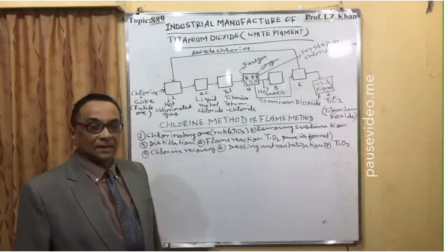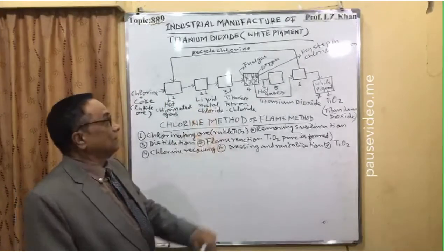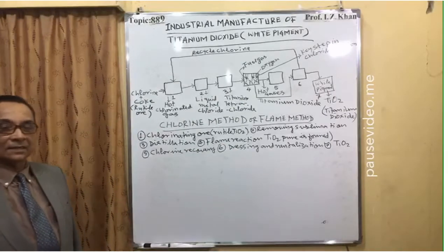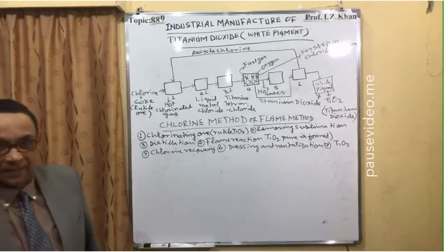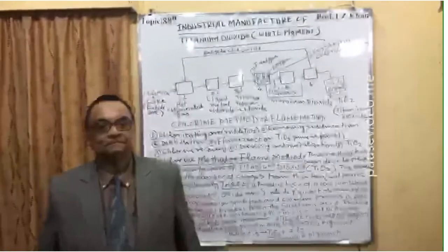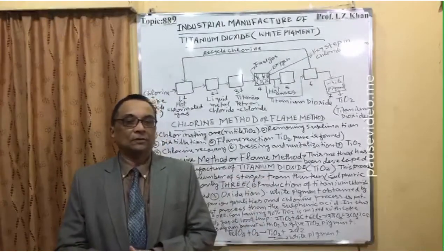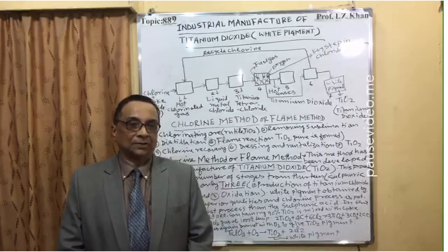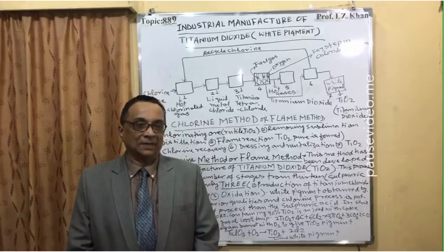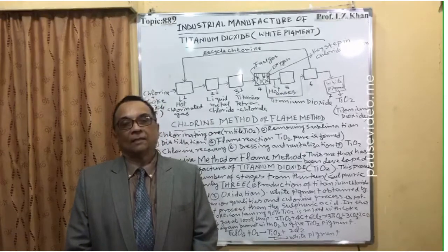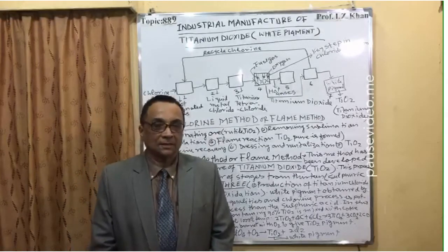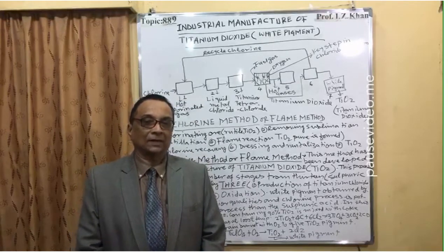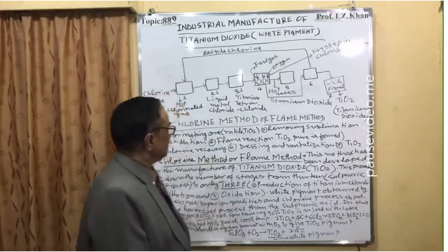So this is the process of the chlorine method of industrial manufacture of titanium dioxide. Here I have already told you, in all these special design furnaces, up to 7 chambers, what type of reactions are taking place, and finally it is collected as titanium dioxide, that is super class white pigment.